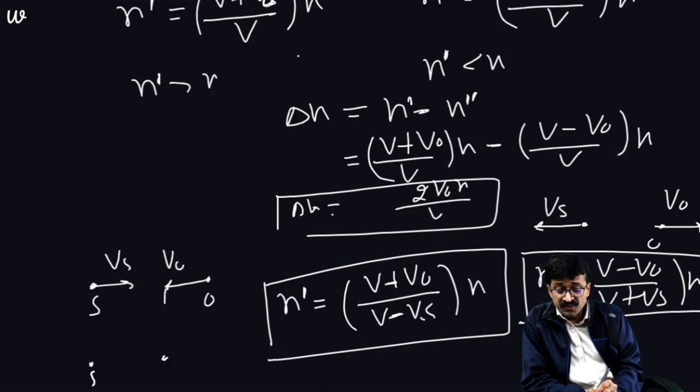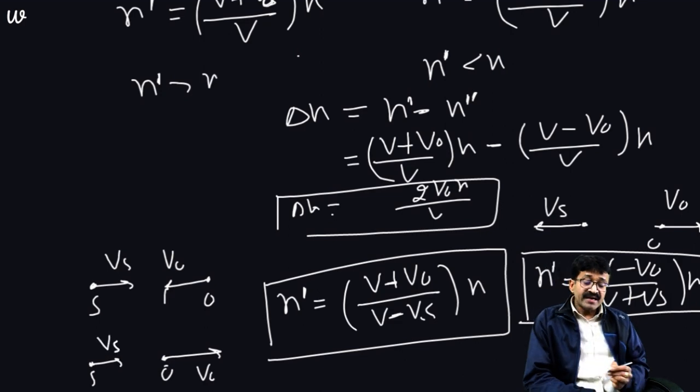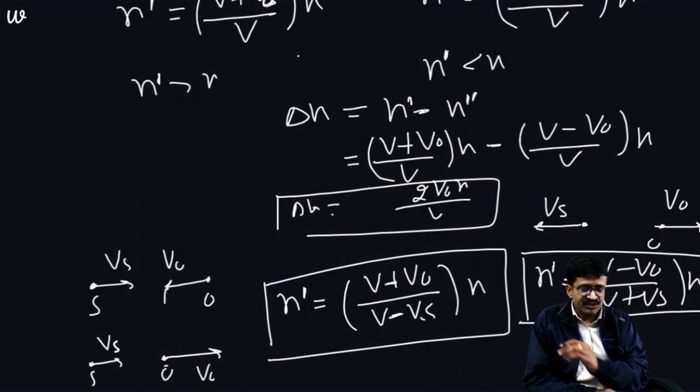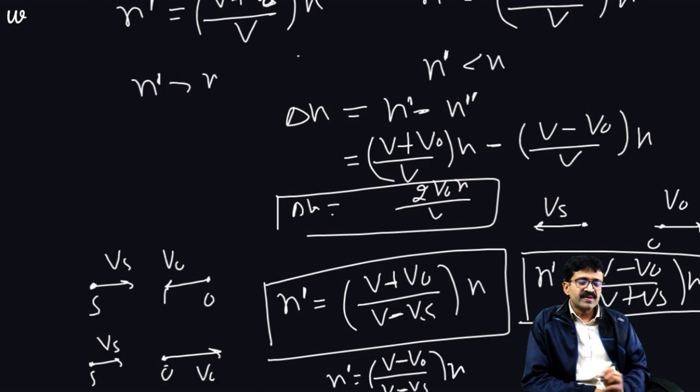the source is following the observer, meaning the observer is ahead of the source, then what happens? I have told you earlier that whenever you find this value, you have to take one stationary. In this case, N dash will be, since the observer is moving away, a negative sign taken with Vo, and since the source is moving towards, a negative sign for the source is taken in the denominator. This will be the result.